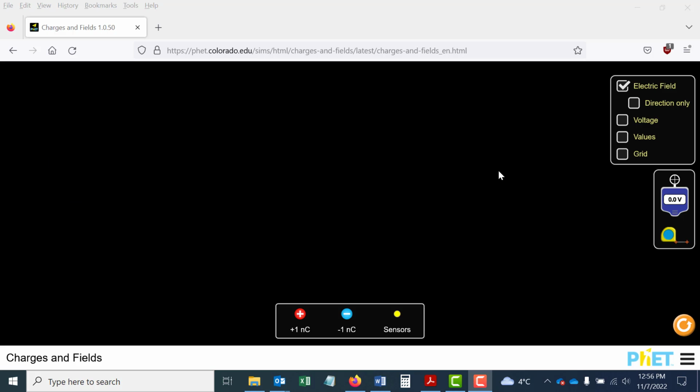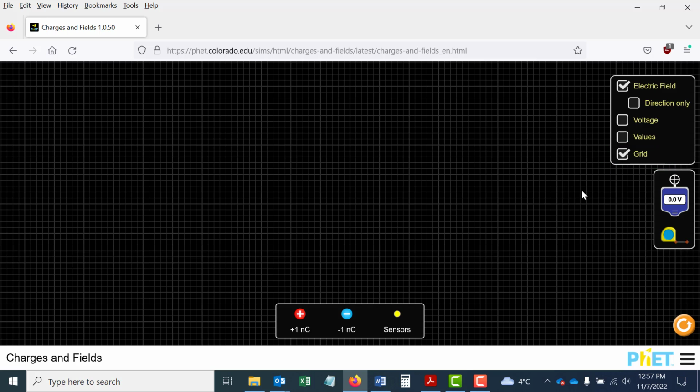Now before you start, there's 3 things you want to change. Over here on the side, there's this little box, and the first thing you should do is turn on the grid. That gives you grid lines here on the main part of the page. Second thing you want to do is turn off the electric field and then turn on values. I'll explain why you do those 2 things in a moment.